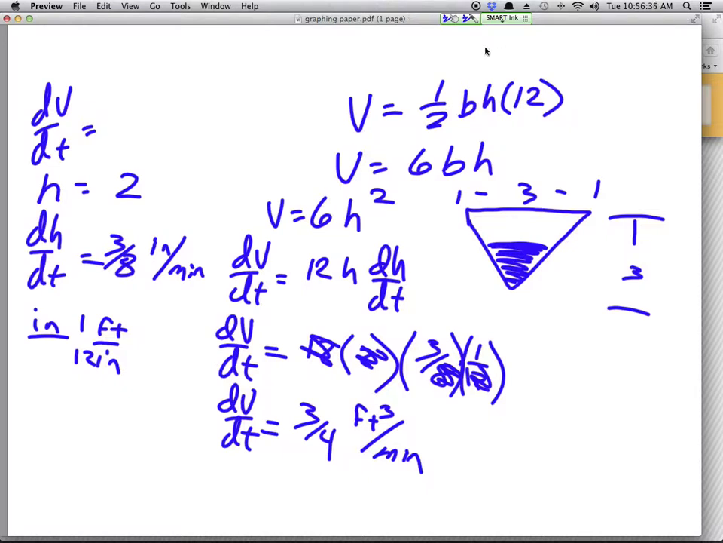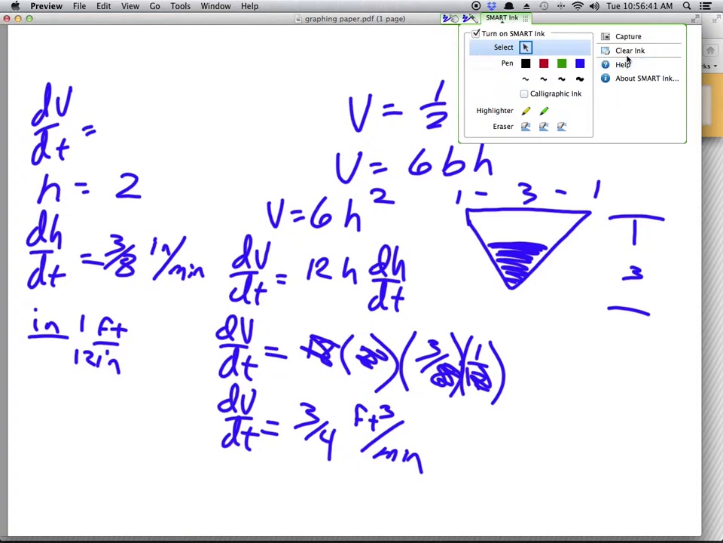Alright, let's look at 25, and then we'll be done after 25. Oh, 3 parts. There are 3 parts to it. Moving ladder.